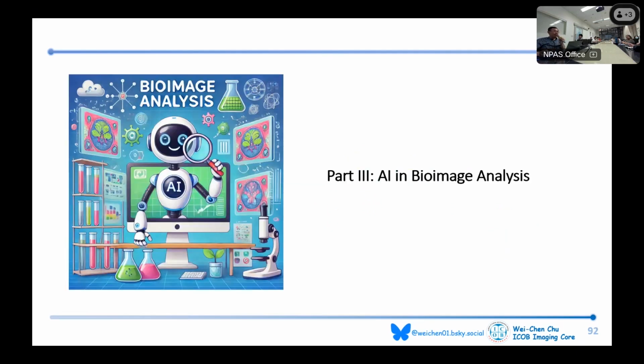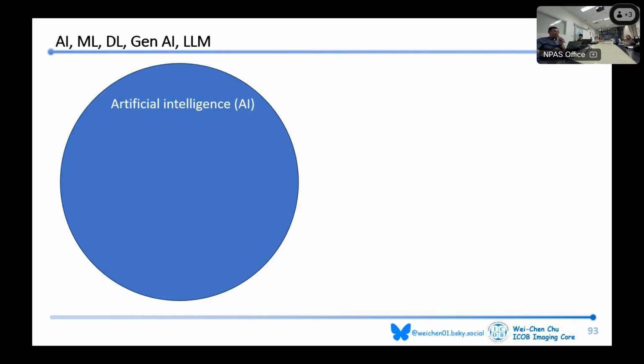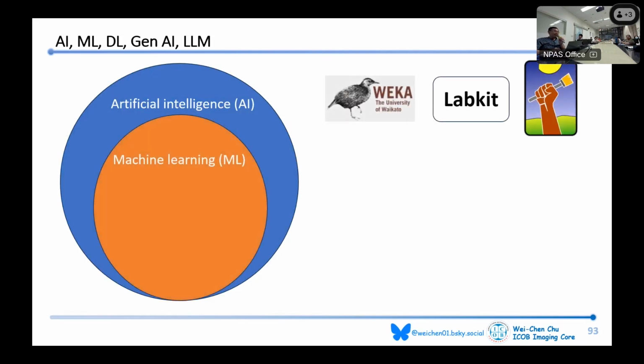Okay, let's go to part 3, AI in image analysis. AI is artificial intelligence, and I think I don't need to talk much about this. For bioimage analysis we have different tools, for example machine learning tools. The first one may be the Weka Trainable Segmentation plugin, and later LabKit, or one of today's topics, Ilastik.